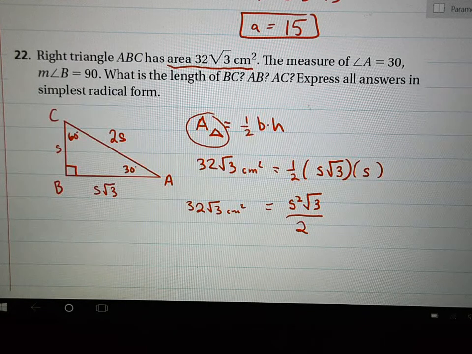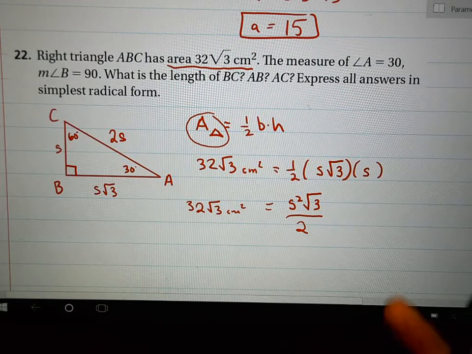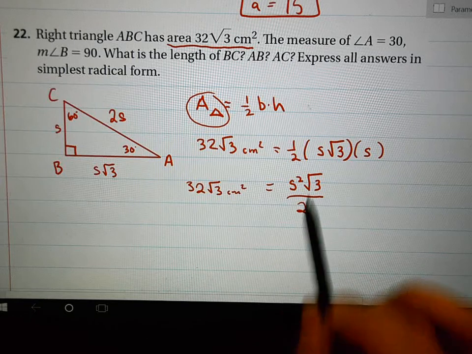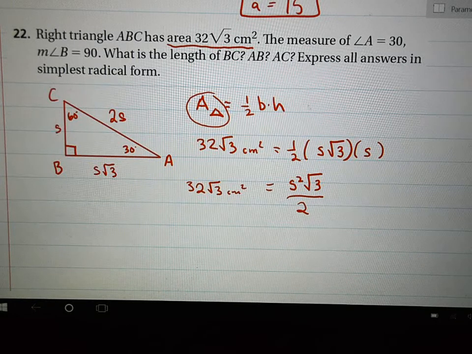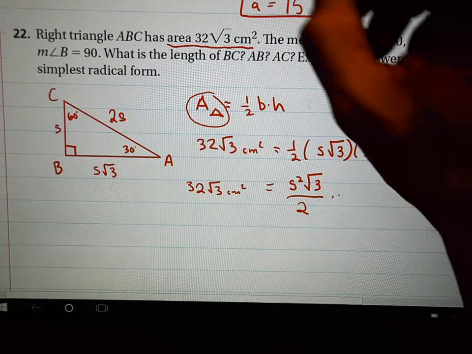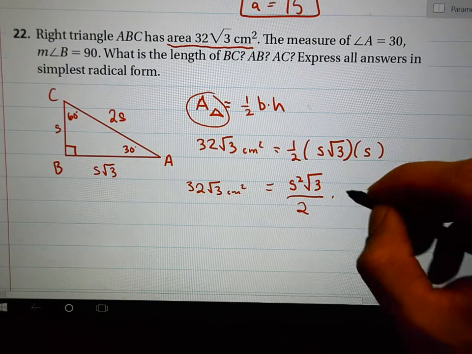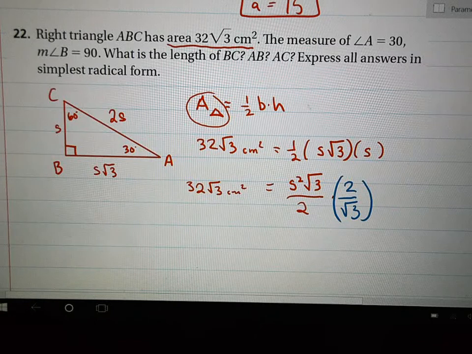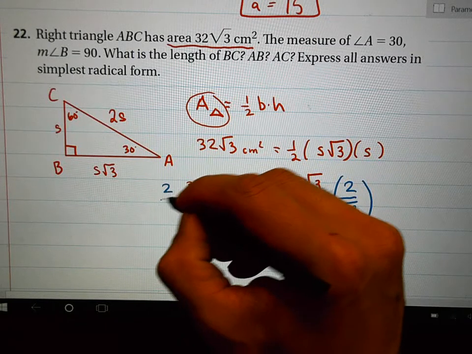Now I want to get this s squared by itself, so I'm going to have to do something to get rid of this root 3 over 2. The easy way to get rid of fractions when you're multiplying by it is to multiply by the reciprocal, the opposite of root 3 over 2. I'm going to do this in a different color just so you can see it better: multiply by 2 over root 3 on both sides. I'll do this step in blue.